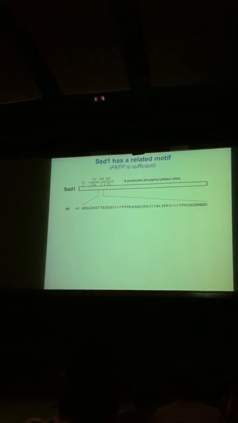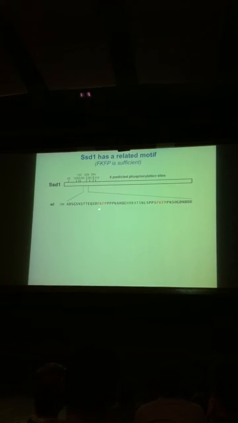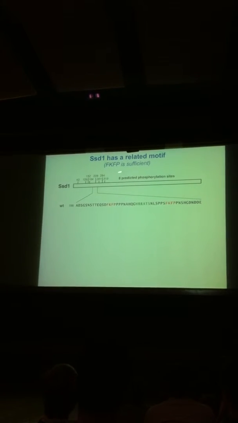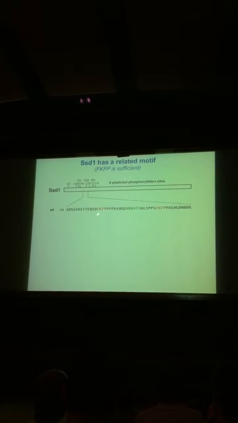All right, so we took a look at this motif and focused on the C-terminal part of it. And what we found is that a number of other proteins have this FXFP or YQFP motif. In fact, SSD1, the other known target of CDK1, has this motif. And in SSD1, just FXFP is sufficient. So there are 2 of these motifs here, FKFP.